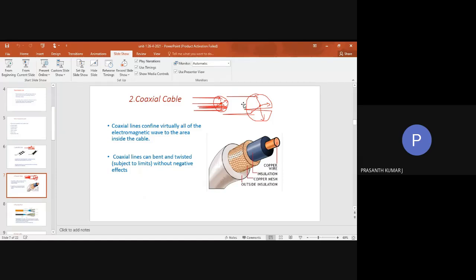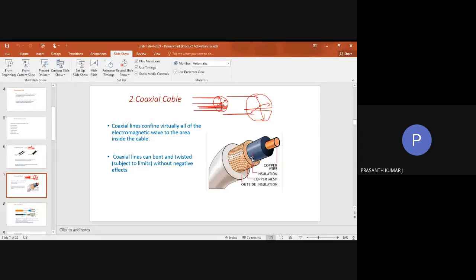Second one is coaxial cable. You can see the coaxial cable construction. What is there in a coaxial cable? There is an inner conductor and there is an outer conductor. And outside, it is the insulation. So the inner conductor is connected to the signal and the outer conductor is connected to the ground. Between the inner conductor and outer conductor, there is a dielectric material. See, here also the construction is similar to parallel wires. Two conductors separated by a dielectric material.